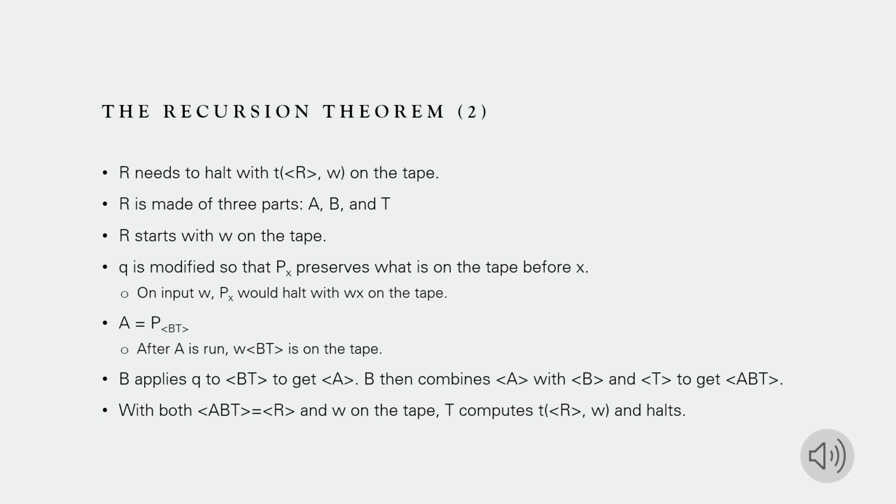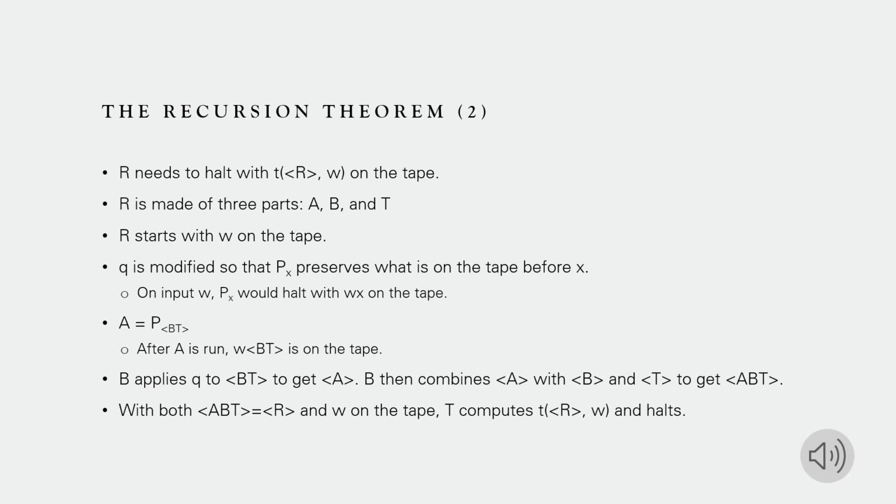What B does, B is run after A. It applies Q to BT, which is on the tape. So that'll give you P of BT, which is the same thing as A. So now we have A on the tape as well. So we have A, B, and T all available to this thing. So it combines them together to get ABT.